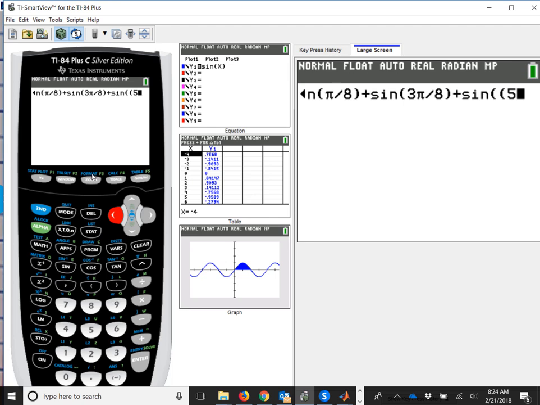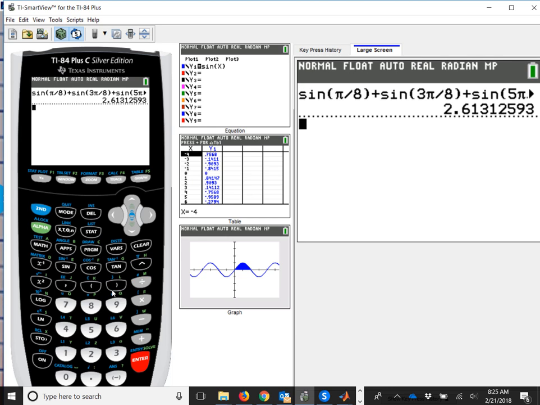Oh, too many parentheses. Plus the sine of 7 pi over 8. Let's see. So I get this, 2.61. I have to divide by 4 because we have to multiply by 1/4. And so I'm getting an approximate area of 0.653.